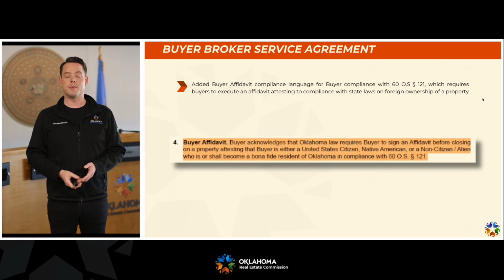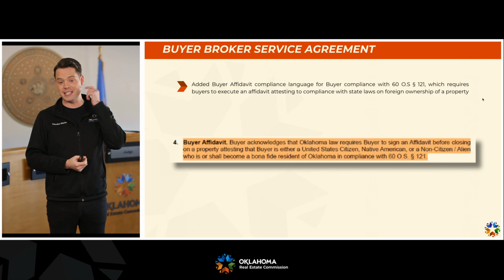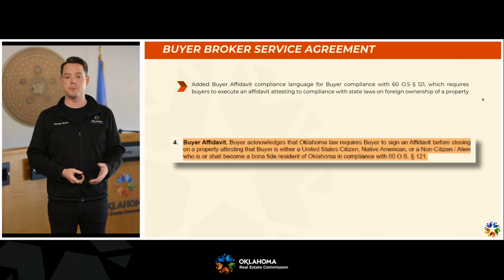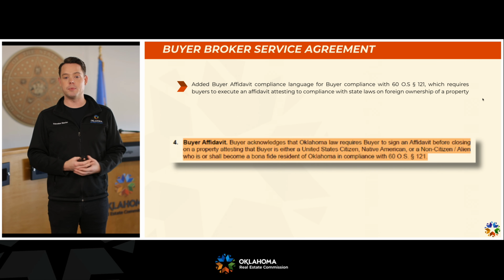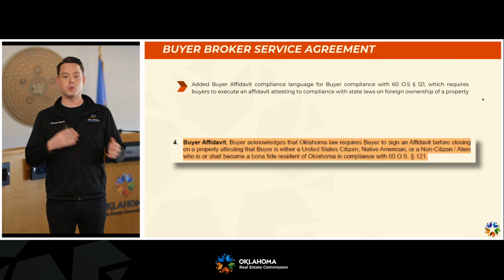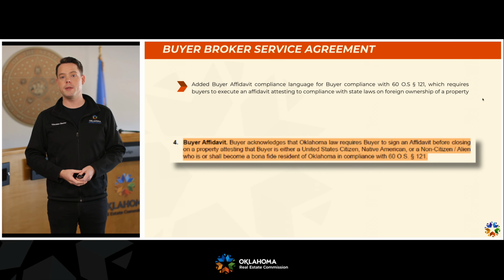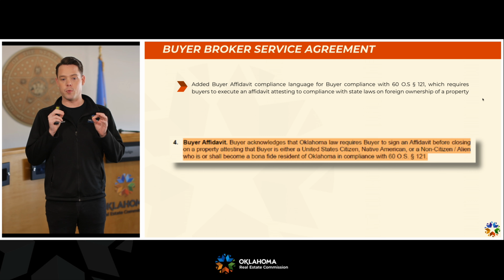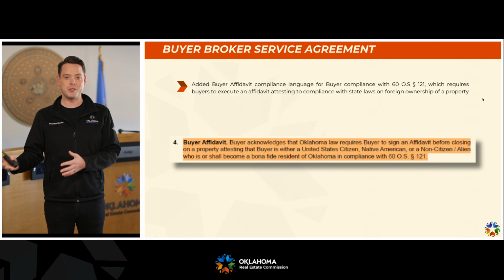Next, we added the language for the buyer affidavit. Now this comes from Senate Bill 212 that was in effect in 2023. And this is where the buyer is acknowledging that Oklahoma law requires a buyer to sign an affidavit at closing, and they're attesting that the buyer is either a U.S. citizen, Native American, or a non-citizen who is or shall become a bona fide resident of Oklahoma. Now, we put this in the buyer broker agreement so that you, as the agent, when you are having that buyer consultation, have a reminder to go ahead and have that conversation up front. So there's no surprises when you get to the closing table.